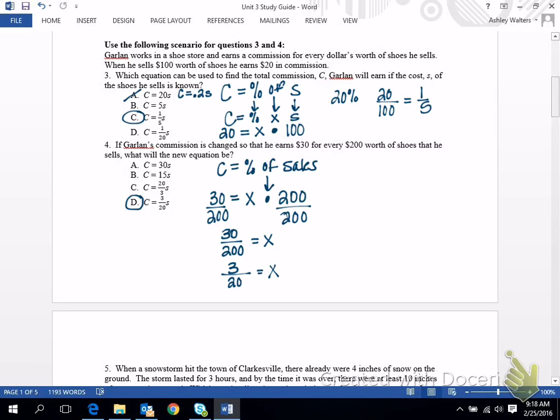Now 3/20ths is 15%, so you might lean towards B. But in order for B to be correct, you would have to use the decimal equivalent of the percent, which would be C is equal to 0.15S. Because it does not have the decimal, you cannot simply use the 15S.